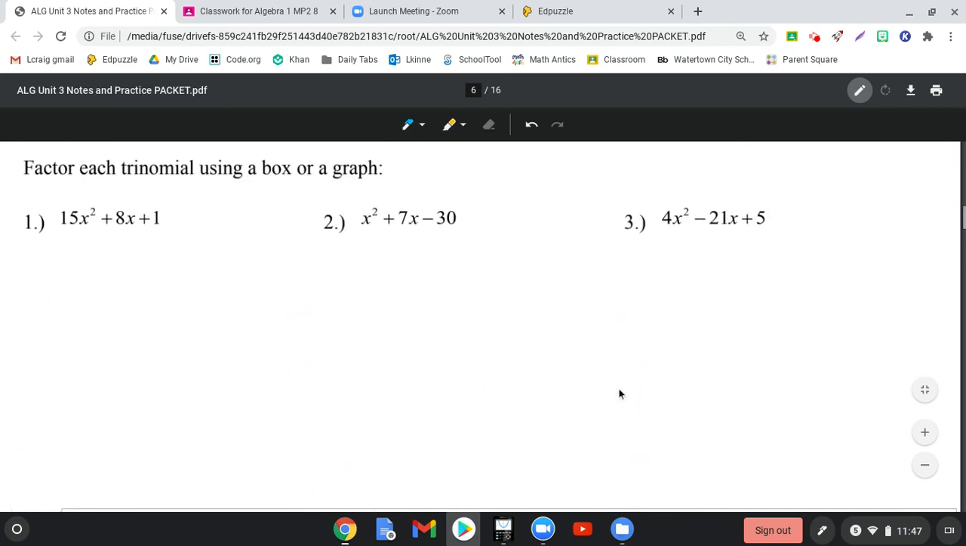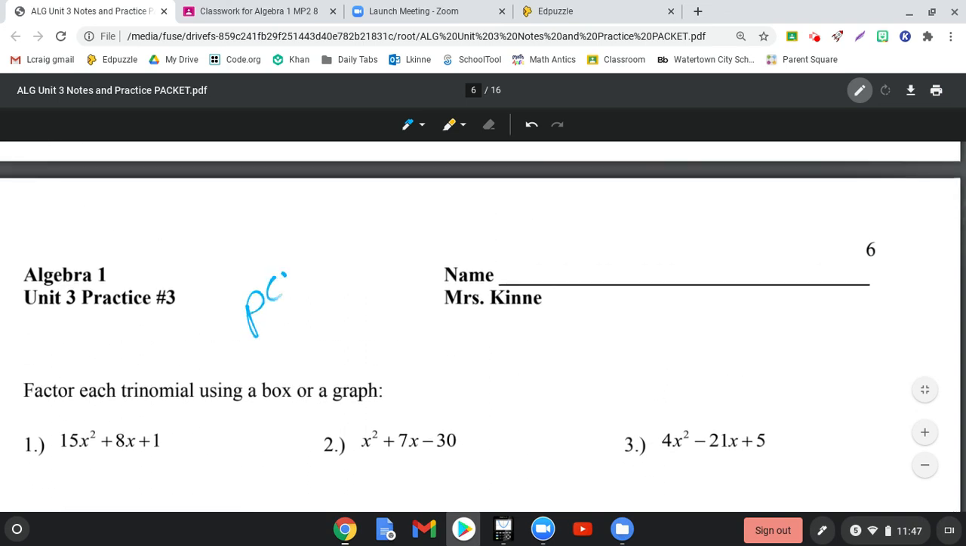Okay, so that's your homework. Page 6, numbers 4 through 9. Or give yourself a little extra practice and try the others.